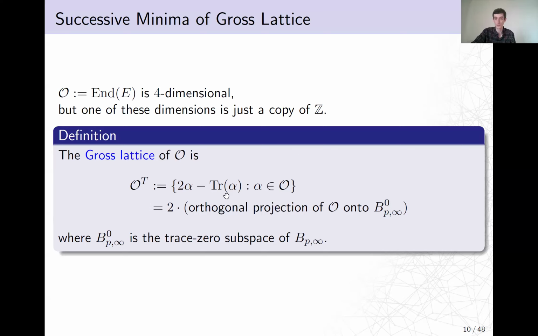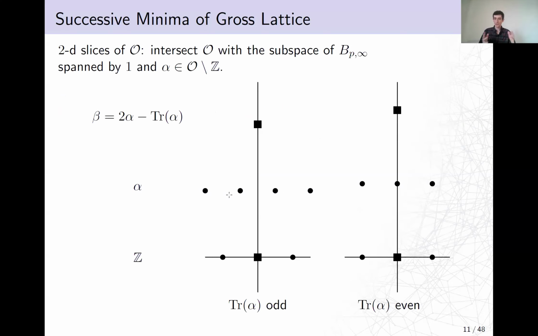You can define it in terms of this function here, 2α − trace(α). It'll take any point and send it to some element of trace 0 in O. Just to visualize what's going on here, I'm going to take some two-dimensional slices of this maximal order. It's hard to visualize four dimensions, but what we can do is take the two-dimensional slice spanned by 1 and some other non-integer element. So here's 1, and here's, let's just say, α right here.